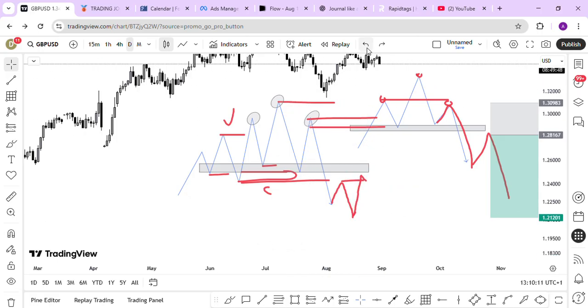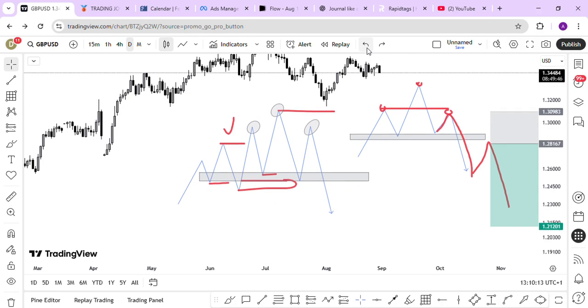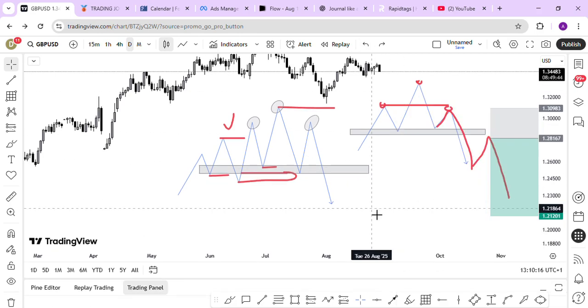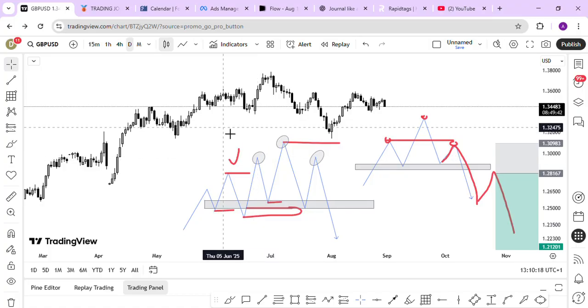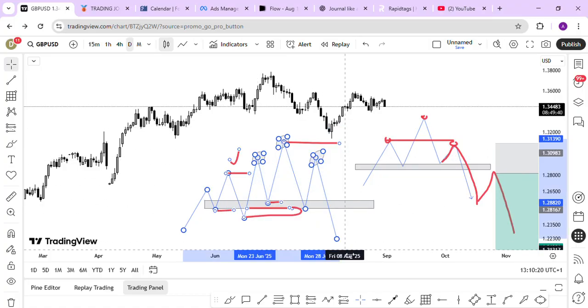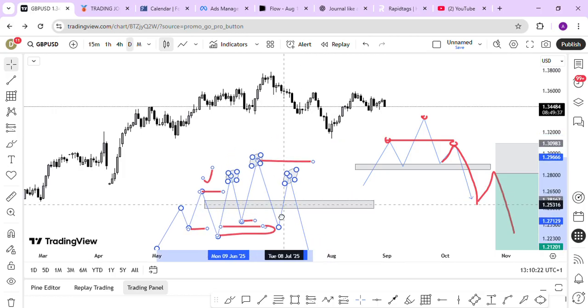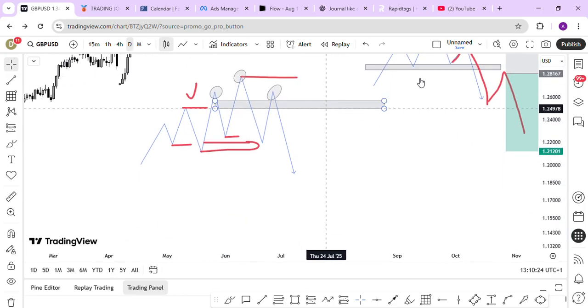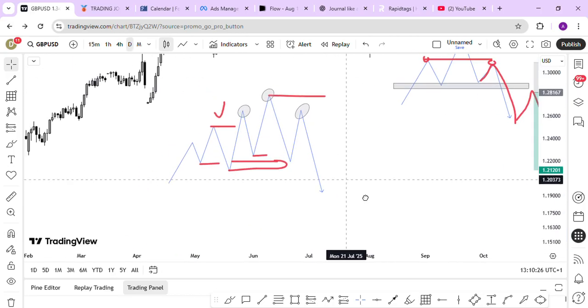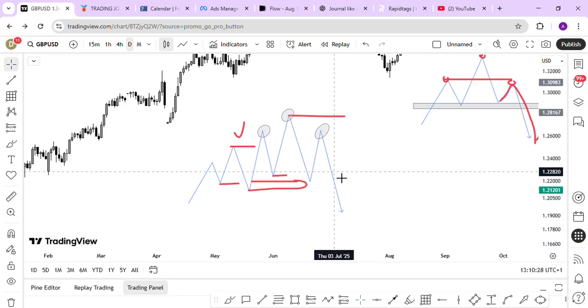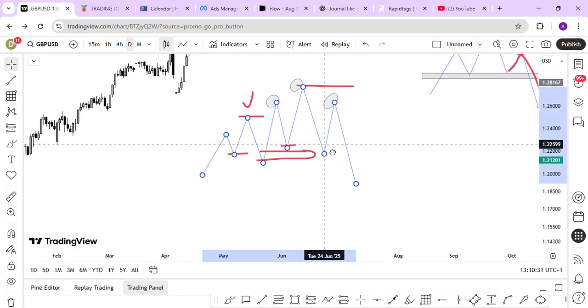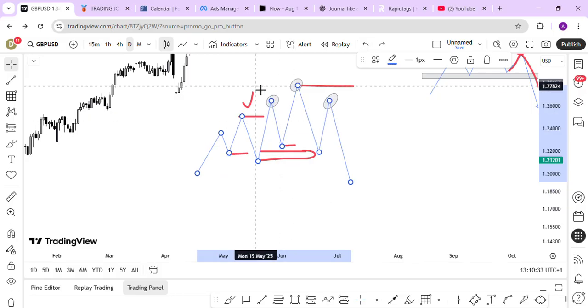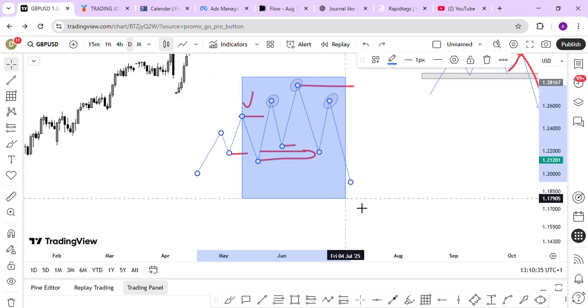So let me make this a little bit clearer. Sorry. Let me make it a little bit clearer. I want to take this out. Let me shift it here. Okay. So you can see in this situation now, we have a situation whereby I still want to take it down.